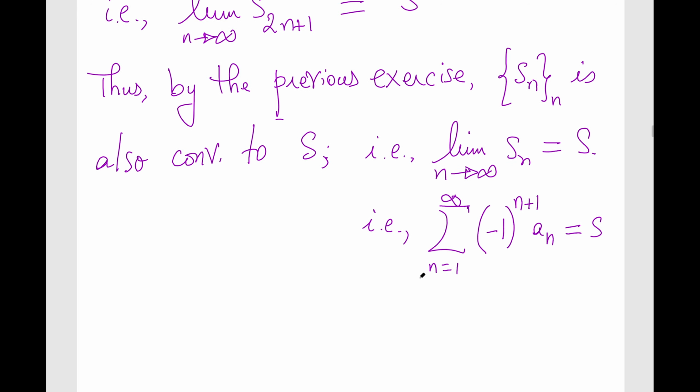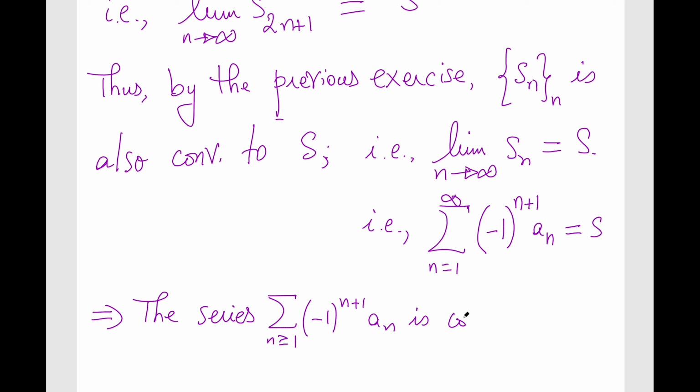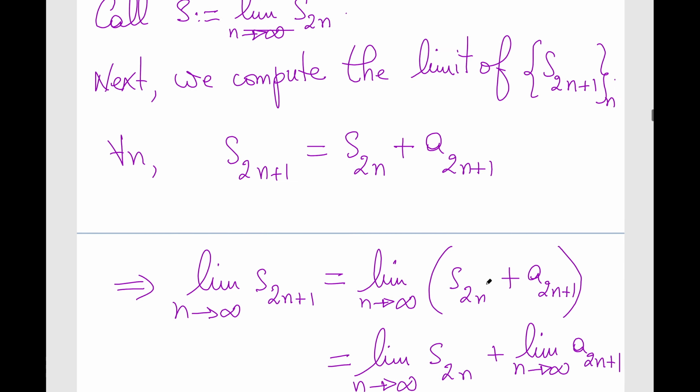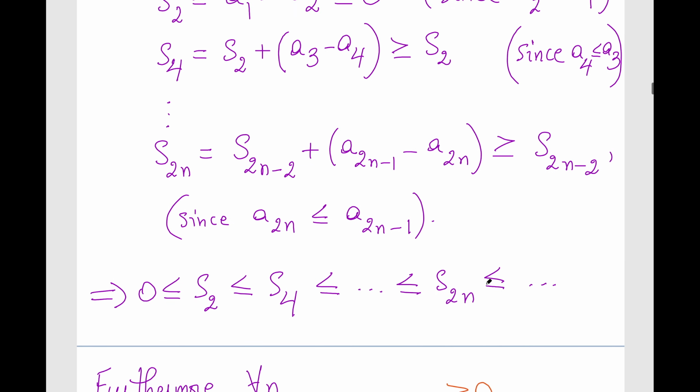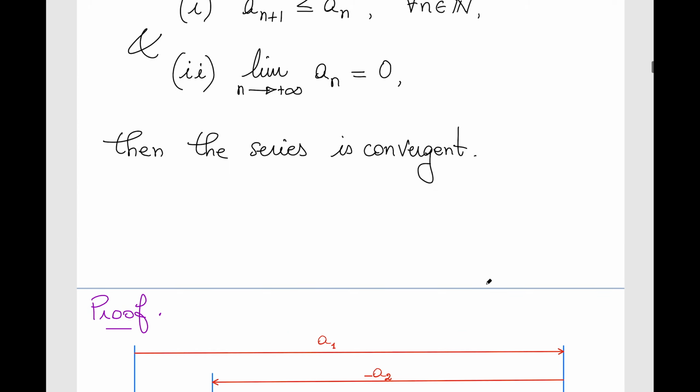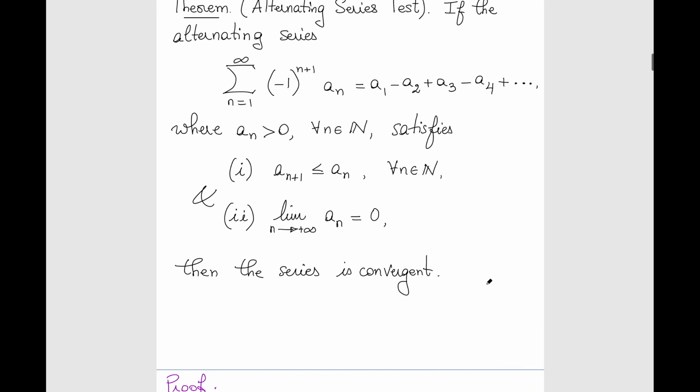All right, and this implies, or it means, that the alternating series, the sum of (-1)^n a_n, is convergent, as wanted. That's what we wanted, so that shows it. That shows what? That shows the theorem, the alternating series test. This test right here.